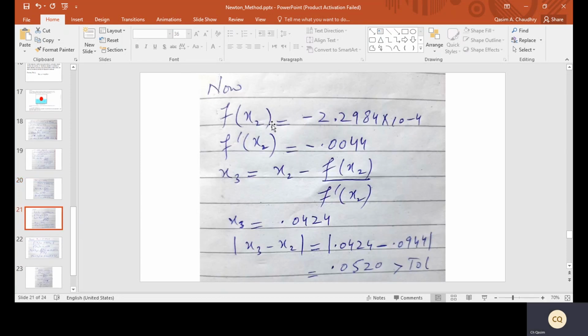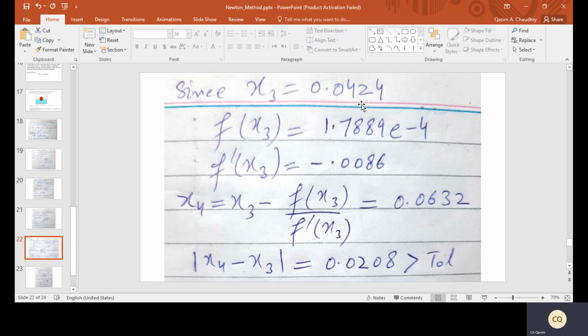So now f of x2 is equal to this one, f prime of x2 is equal to minus 0.0044, and x3 is equal to x2 minus f of x2 over f prime of x2, and x3 is equal to 0.0424. And now students, just check the error. X3 minus x2 is equal to 0.0424 minus 0.0944, and the answer is 0.0520. And once again, students, this is greater than the tolerance. So let's find out now the next value.